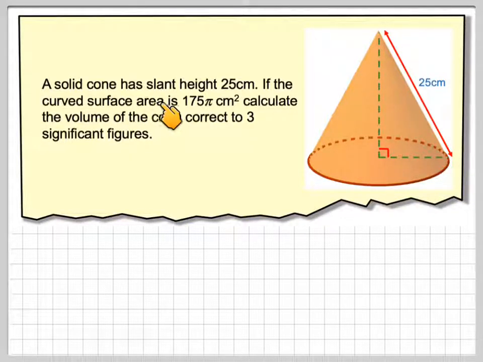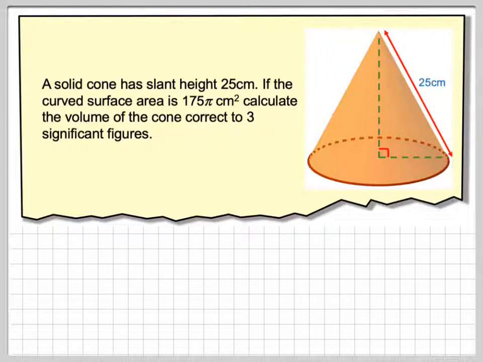A solid cone has a slant height of 25 centimeters. If the curved surface area is 175 pi centimeters squared, calculate the volume of the cone correct to three significant figures. So we've got here that the slant height is 25 centimeters long.